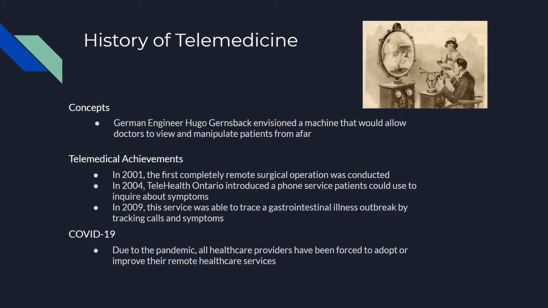One leap towards this in recent years, in 2001, was the first fully remote surgery conducted by medical professionals in New York on a patient in France. And in 2004, there was a network system set up in Ontario, Canada, for patients to be able to call doctors and medical professionals about certain symptoms so that they wouldn't have to schedule a doctor's appointment. And this network was used to great effect in 2009 when it was able to track a gastrointestinal illness outbreak in Canada.